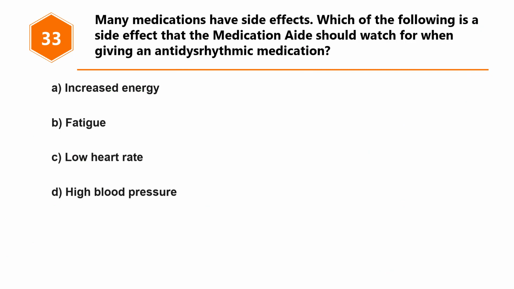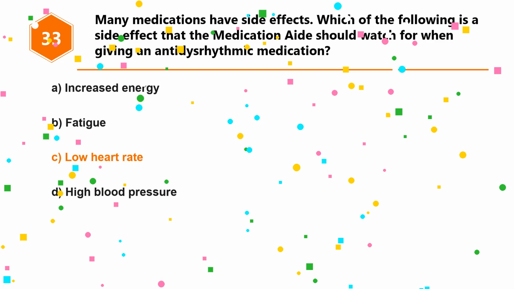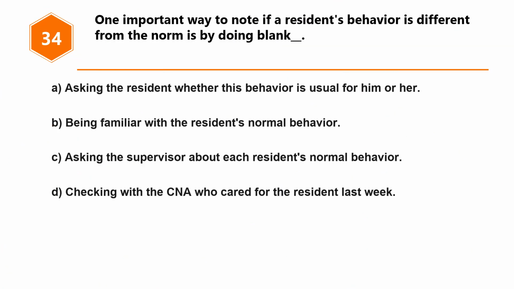Question 33. Many medications have side effects. Which of the following is a side effect that the medication aide should watch for when giving an antidysrhythmic medication? Option A. Increased energy. Option B. Fatigue. Option C. Low heart rate. Option D. High blood pressure. The correct answer is option C. Low heart rate.